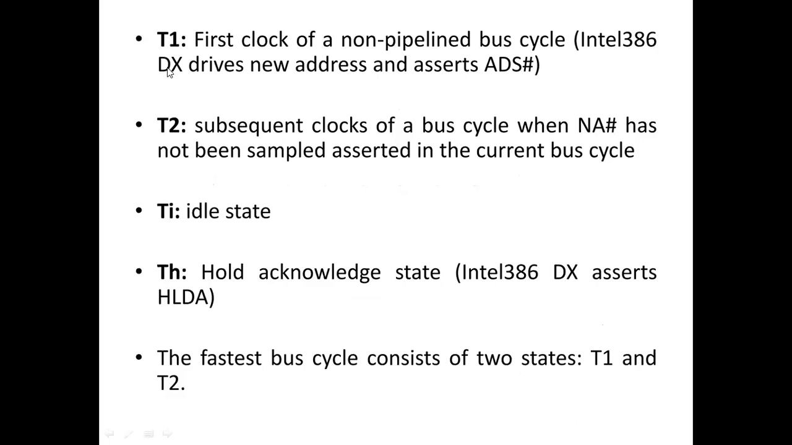T1, the first clock of the non-pipeline bus cycle. So there the T1 which is shown is the first clock of the non-pipeline bus cycle. The T2 is the subsequent clock of the bus cycle when the NA signal has not been sampled asserted in the current bus cycle. TI is an idle state. TH is the hold acknowledge state. And the fastest bus cycle consists of the two states, T1 and T2.